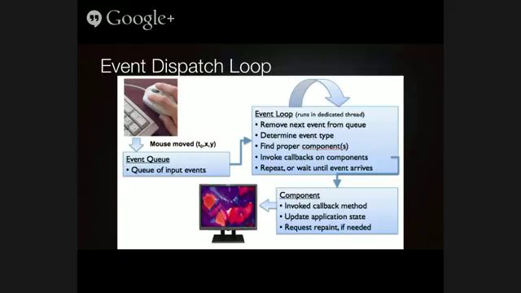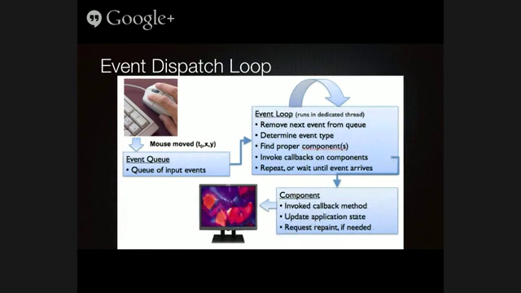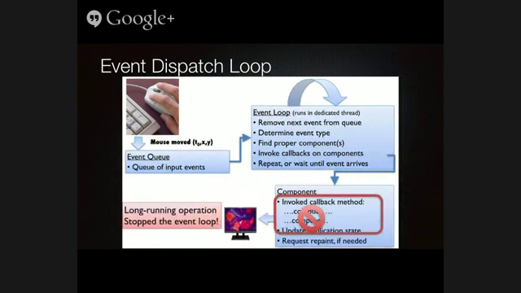Recall that this is our event dispatch loop. What happened here was that right in the invoked callback method, you did something that took way too much time. Your long-running operation stopped the event loop, and it wasn't sure what to do about that. So how do you avoid this? Basically, you spin off into another thread somewhere. Or in Canoma.js land, you send out an asynchronous call and say, I want to do this off of the event dispatch loop, in the services thread, something like that.